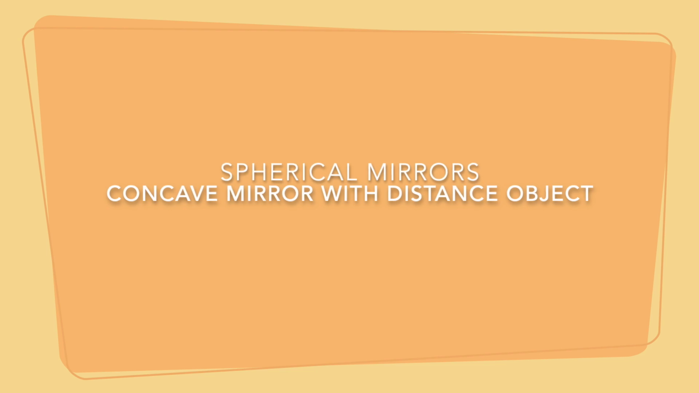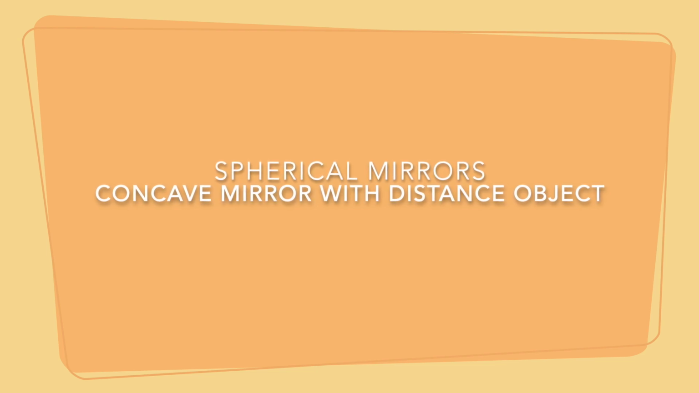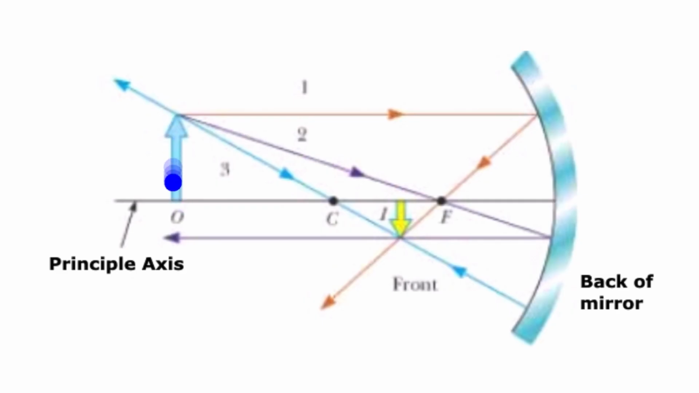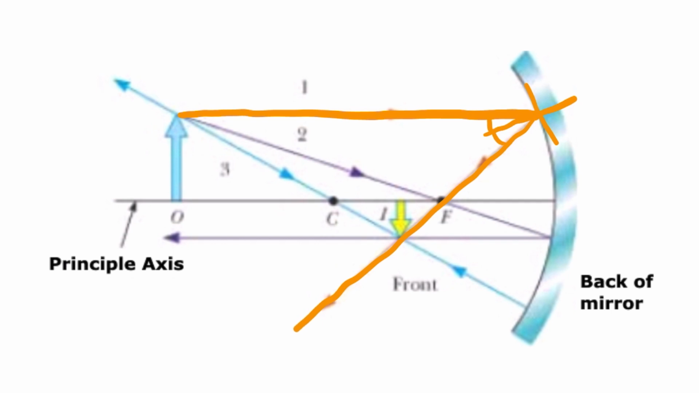This is another example of a concave mirror with a distant object. I have my object, which is very far away from my mirror. It is beyond the center of curvature. Same procedure as before. Incoming ray, where it hits the mirror, tangent, normal. Use the normal to get the outgoing ray by using the law of reflection.